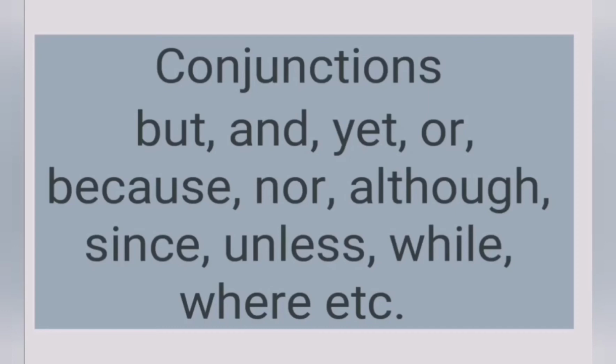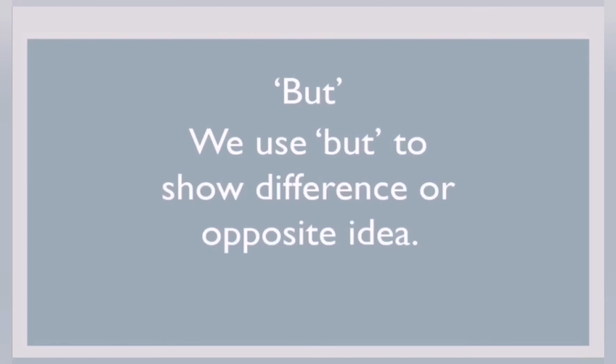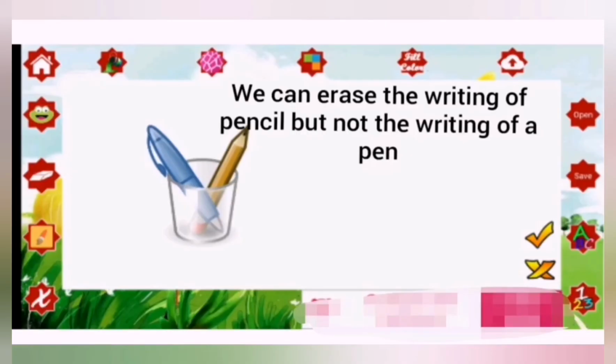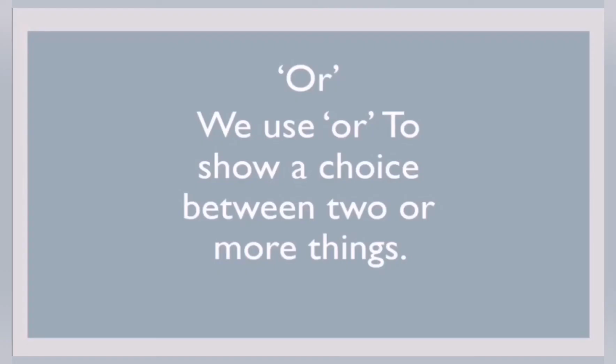All these are conjunctions. Let's look at but, or, and and. The first one is but. We use but to show a difference or an opposite idea. Let's come to the example of but. We can erase the writing of a pencil but not the writing of a pen. Here, but is a conjunction.